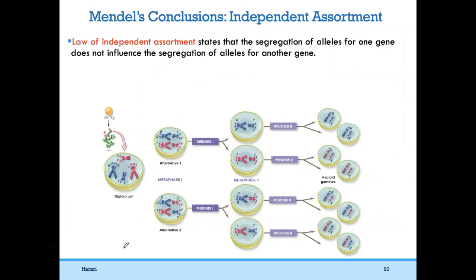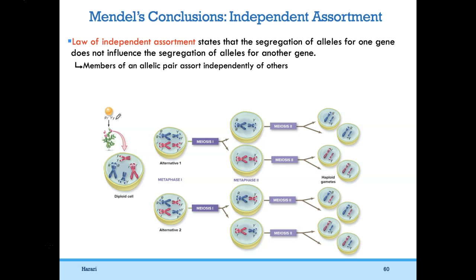So this brings us to the second and final law that Mendel came up with, which is called the law of independent assortment. And this law states that the segregation of alleles for one gene does not influence the segregation of alleles for another gene. So in our case of our big R, little r, big Y, little y, what this is saying is that it's just as likely for the big R to go with the big Y as the big R to go with the little y, right? One allele, R, doesn't have to do with the segregation of another gene, Y, right?